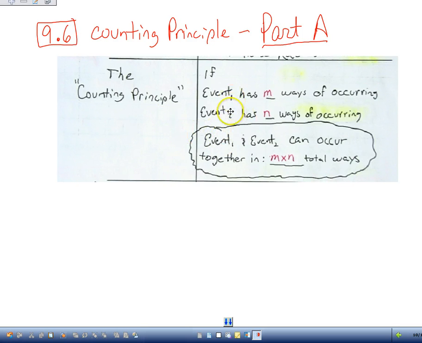The counting principle is a big idea in this section, and it states that if event 1 can occur in m number of ways, and event 2 can occur in n number of ways, then for both event 1 and event 2 to occur together, that can happen in m times n total number of ways. Let me show you a few examples.